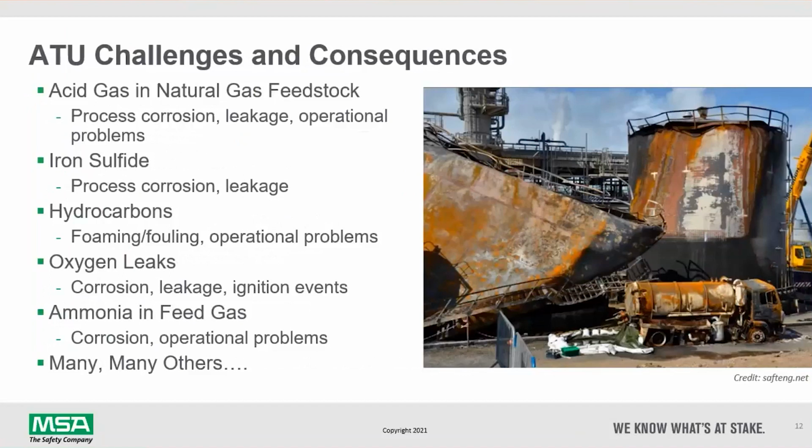And there are challenges, even with all this modern process control equipment. Some of the challenges and consequences include acid gas in the feedstock. As we look at the list here, corrosion is a common denominator. Almost all of these problems relate to either corrosion, leakage, or operating problems. And acid gas is a real common one. Iron sulfide in the natural gas, or hydrocarbon contamination in our amine, oxygen leaks enhancing the opportunity for an ignition, ammonia in the feed gas, and there are many others as well. And the photograph on the right shows what can happen in the worst case scenario.